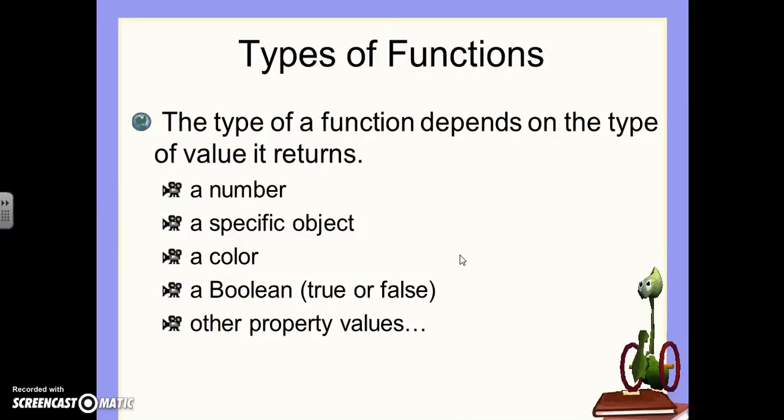There are different types of functions that we have used in the past. We have used a number. There's also a specific object function, color function, the Boolean function, which is coming back with a true or false answer, and then also other property values.